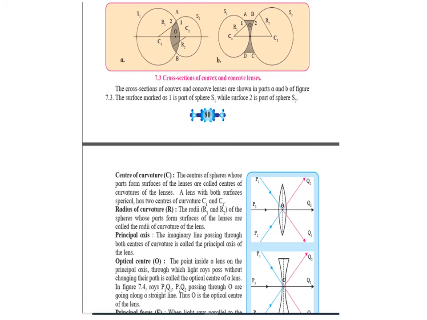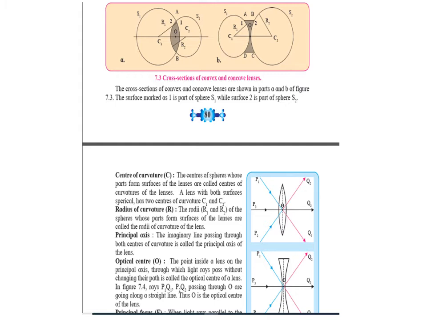Look over there on 7.3, as well as you can see on the right hand side. What is optical center? The point inside a lens on the principal axis, through which light rays pass without changing their path, is called the optical center of the lens. If you compare it with a mirror, we have learned that the center of the mirror is where the ray of light passes without deviating. Similarly, it is the center of the lens.